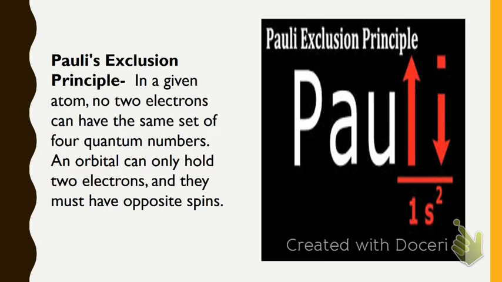Pauli exclusion principle. Now we're into the 3 rules that govern how we do electron configuration. Pauli exclusion principle states that in a given atom, no 2 electrons can have the same set of 4 quantum numbers. An orbital can only hold 2 electrons, and they must have opposite spin. So we spin one up, spin one down, hence the graphic with Pauli's name.